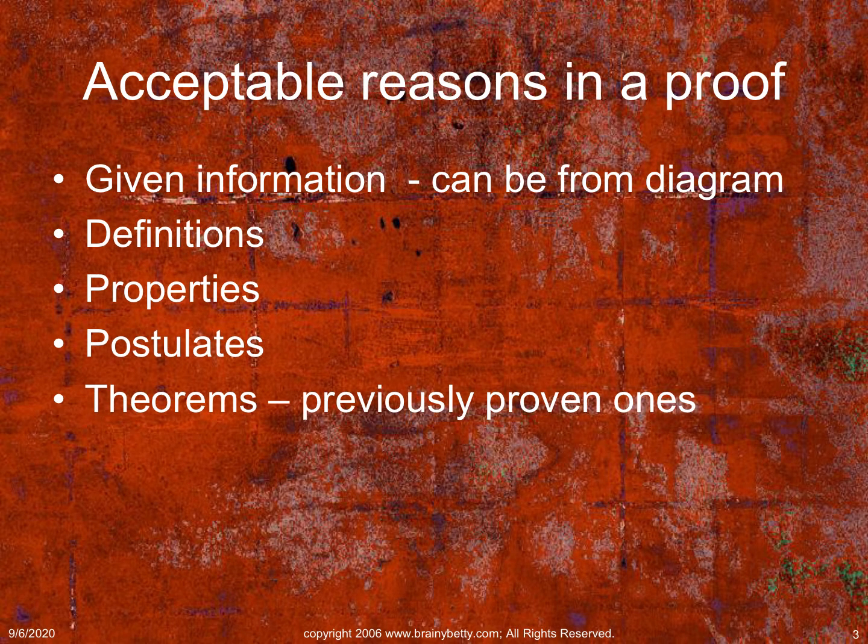So an acceptable reason could be, first of all, always put that given right there at the beginning. They can also be definitions. It can be properties, which we have been seeing when we were doing our algebra proofs. It can be properties, postulates, and theorems. Now, what it means here by previously proven ones is that we can only use information that I have taught you about. So you cannot use information from Chapter 10 until we get to Chapter 10.